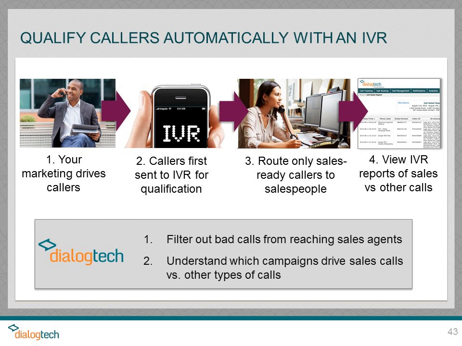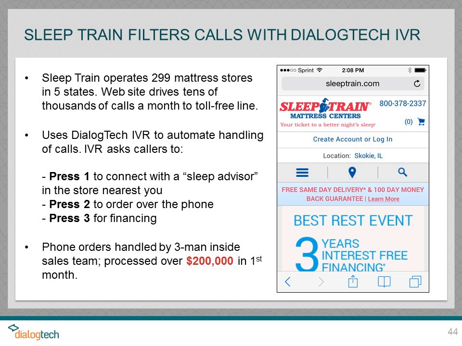Quick example here, Sleep Train is a really big mattress retailer out on the West Coast. They use DialogTech's IVR to help do some filtering and some automated assistance for the phone calls to their business. Basically, they set it up where you can press 1 to talk to a sleep advisor in the store nearest you. So if you call and press 1, you get automatically routed to the closest Sleep Train store in your area. If you want to make an order over the phone, you can press 2 and actually complete your purchase over the phone, which some people do.